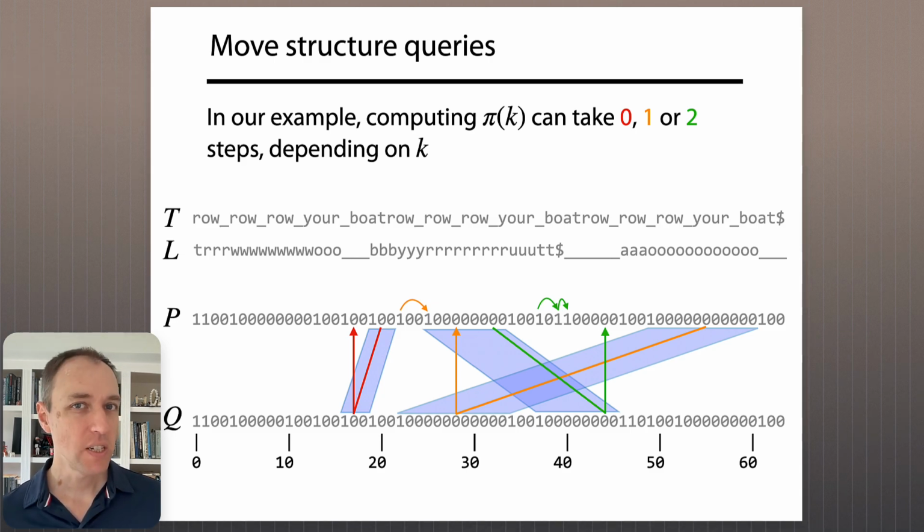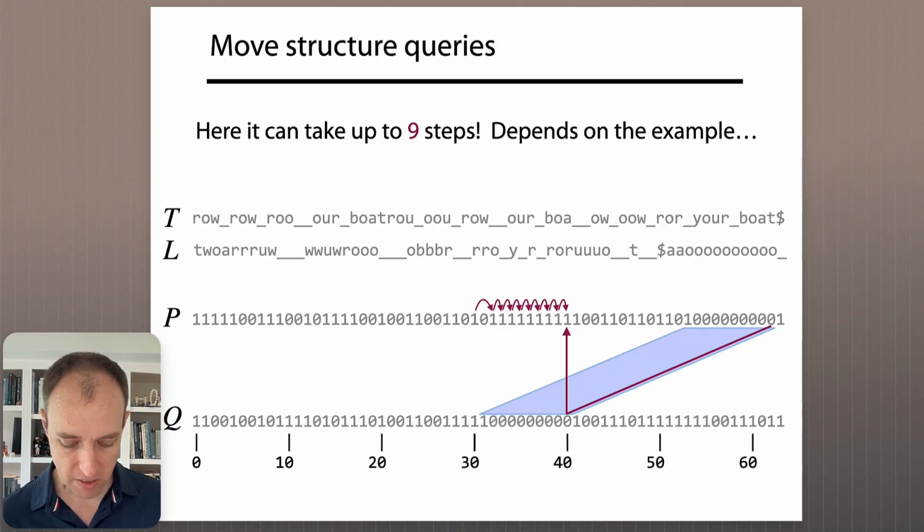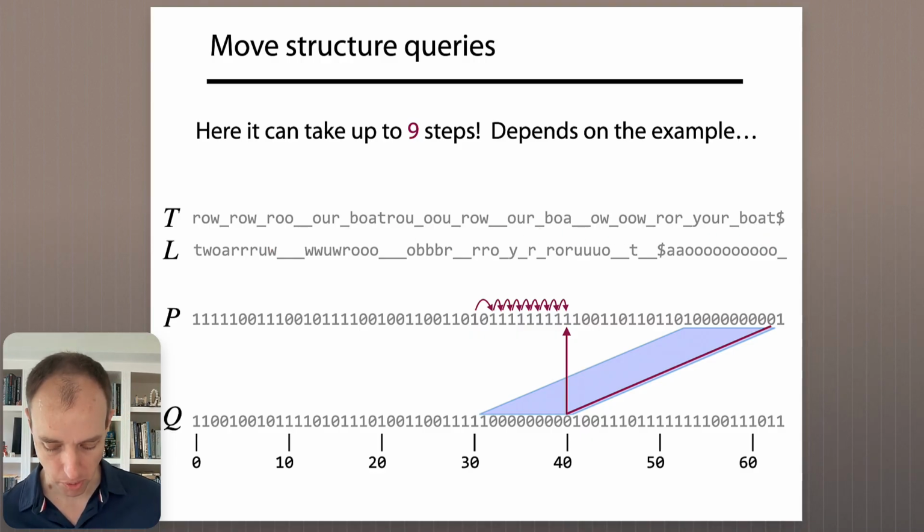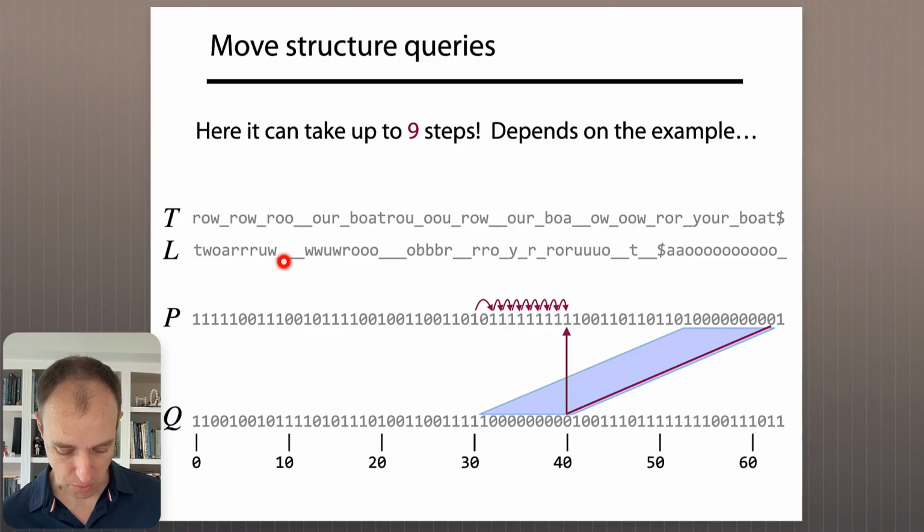However, I don't have to change the example too much. Allow me to just take my row, row, row your boat example and replace it with a new example. As you can see, it's kind of mutated, but it's still a little bit like row, row, row your boat. Here's my new Burrows-Wheeler transform and here are my new P and Q bit vectors. My P bit vector is marking the run heads in L, and my Q bit vector is just their images through the permutation.